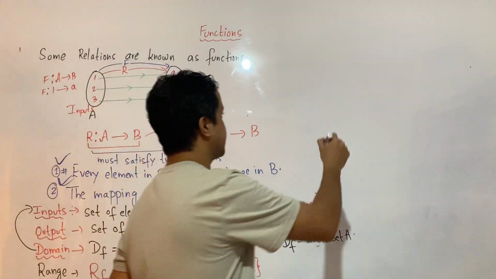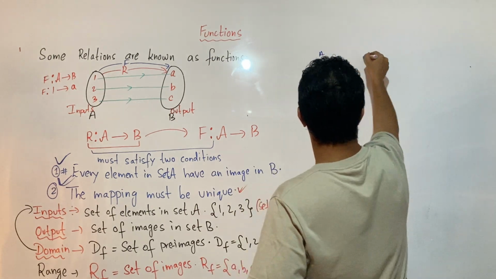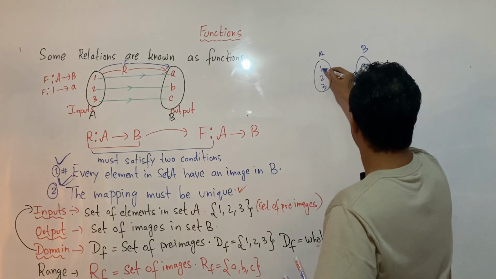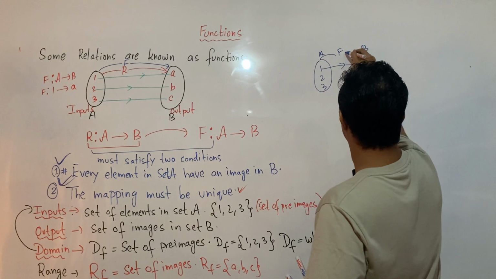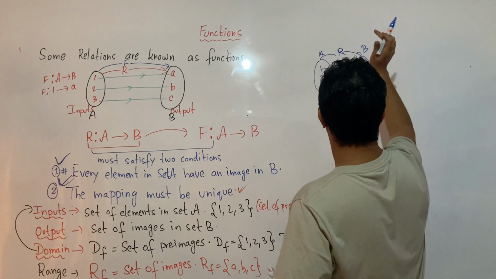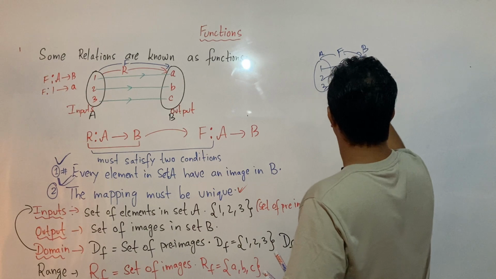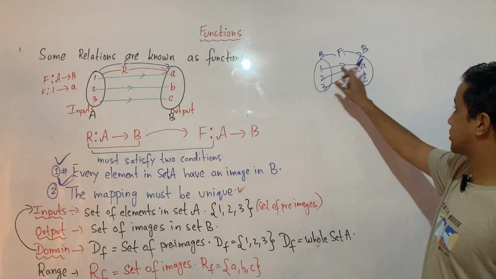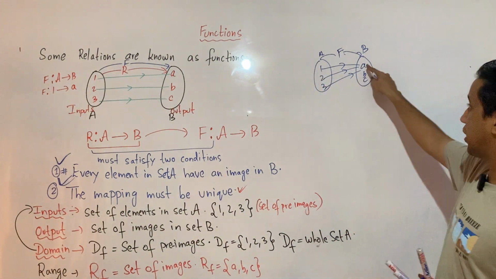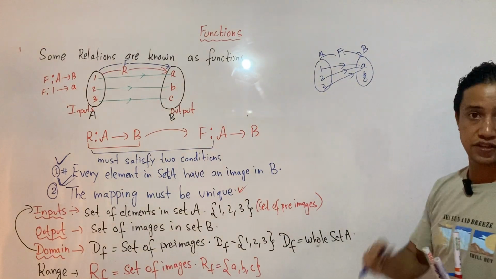But now tell me, if this is the case: this is your set A, this is your set B. Here 1, 2, 3, and here A, B, C. And this is your function f. So here 1 is related to A, 2 is linked to A, 3 is linked to A. Now 1 has only one output, 2 has only one output, 3 has only one output. So of course it's a function.